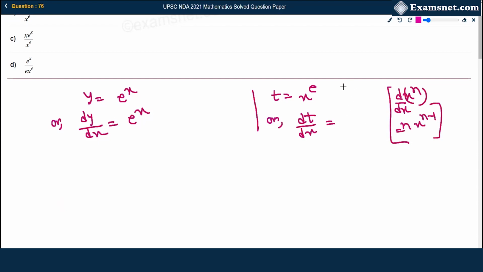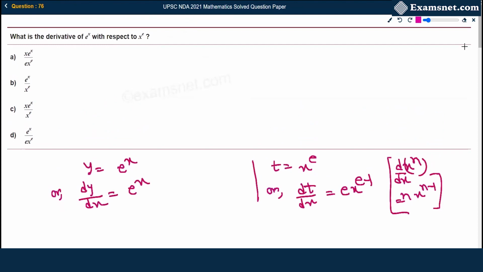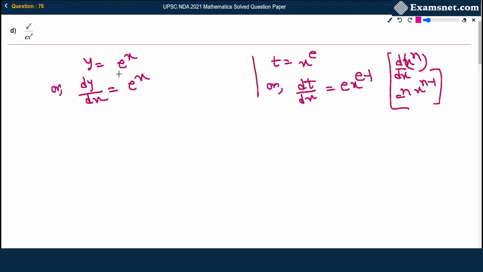So the same will happen here: e multiplied by x to the power e minus 1. But in this question we are asked to find the derivative of e to the power x with respect to x to the power e. That means here we are required to find the derivative of y with respect to t, right? So we actually need to find dy/dt, correct?